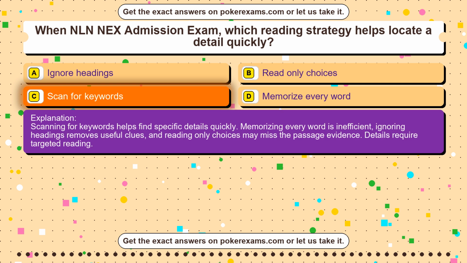Scanning for keywords helps find specific details quickly. Memorizing every word is inefficient, ignoring headings removes useful clues, and reading only choices may miss the passage evidence. Details require targeted reading.